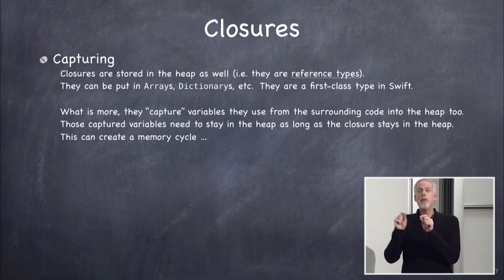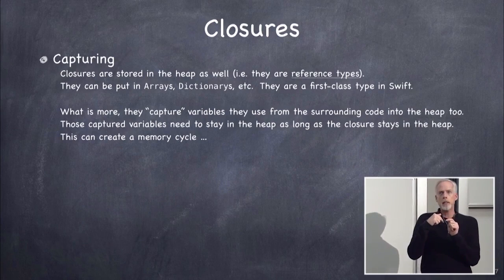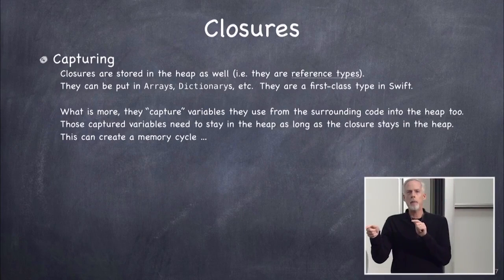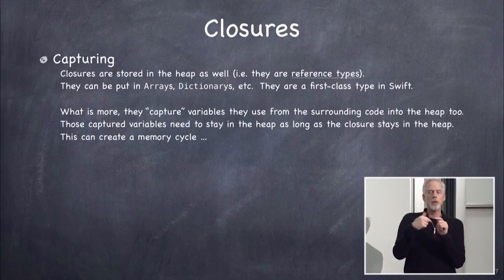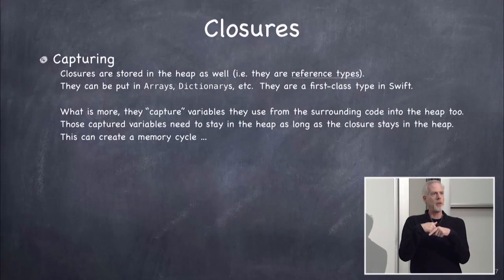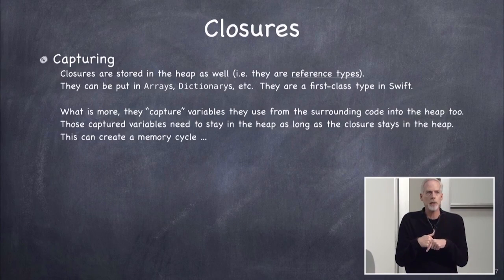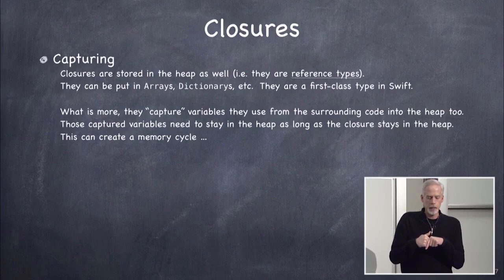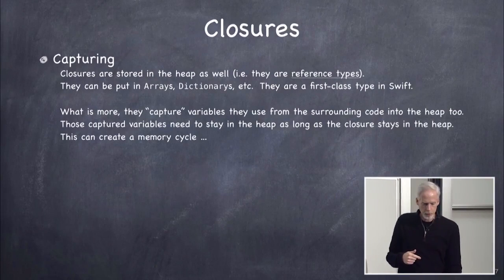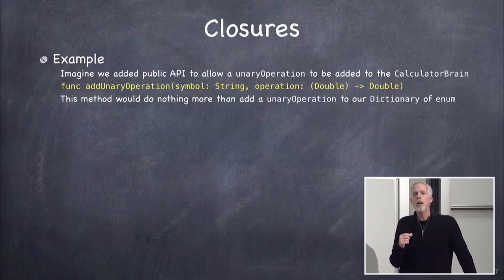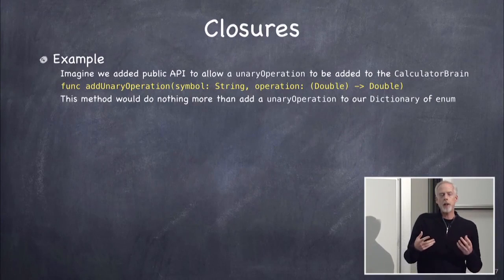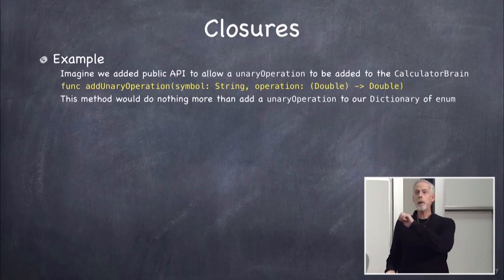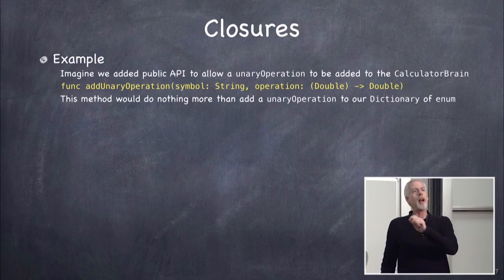And the problem comes if that other thing has a strong pointer back to that closure, because now you have a memory cycle. The closure is keeping that object in, and that object that has a pointer to the closure is keeping the closure in. They're keeping each other in memory. Now, neither of them can ever leave. Okay? It's called a memory cycle. It's really easy to create a memory cycle in a closure, as you will see. So here's an example with our calculator. Let's say I added a new method to my calculator brain called add unary operation, where I allow people to add new operations to my operations table.